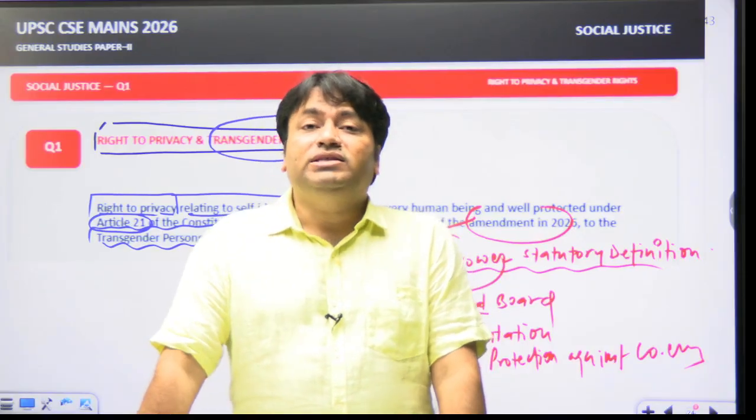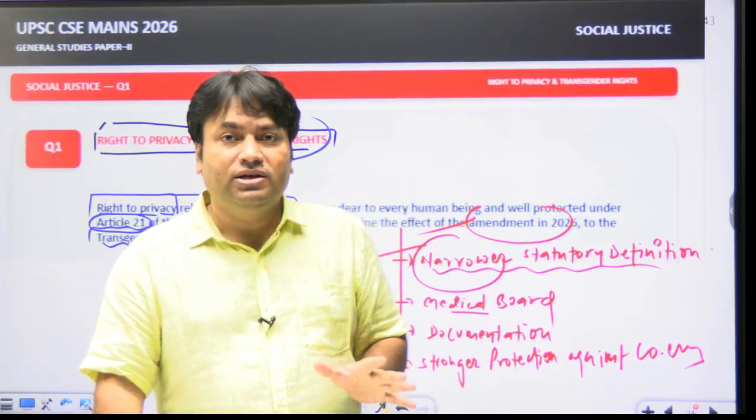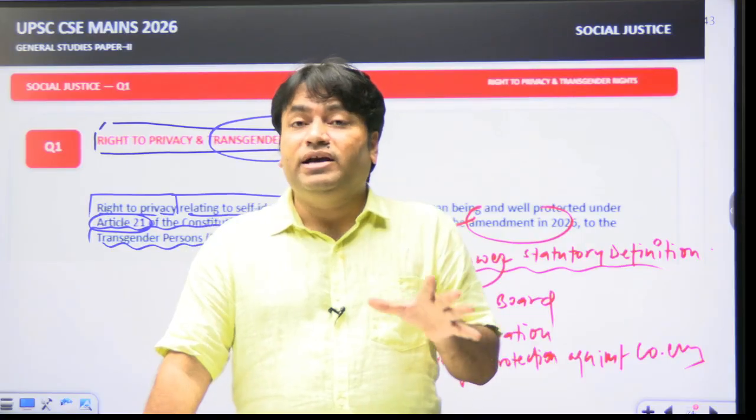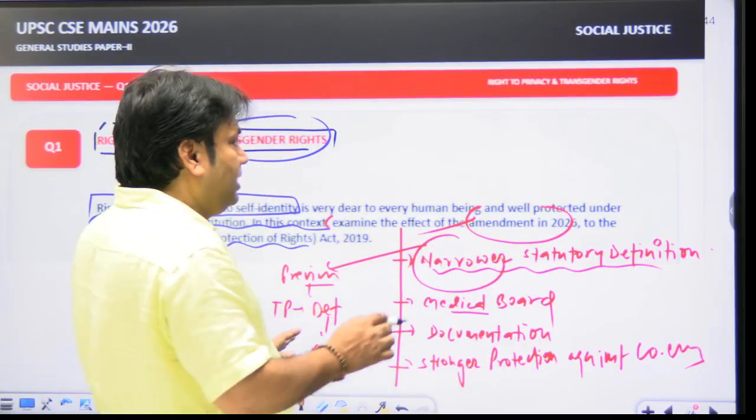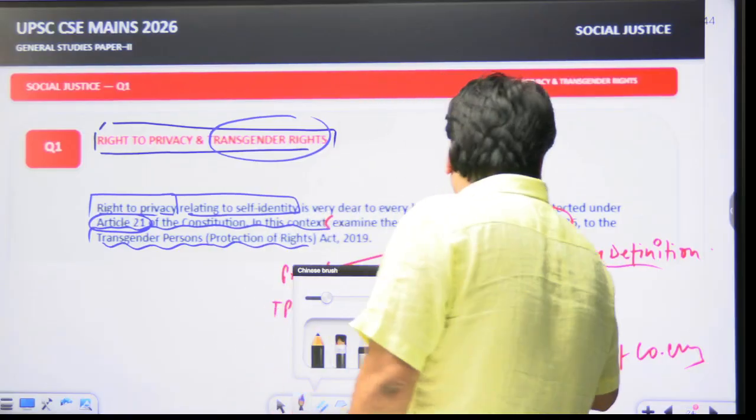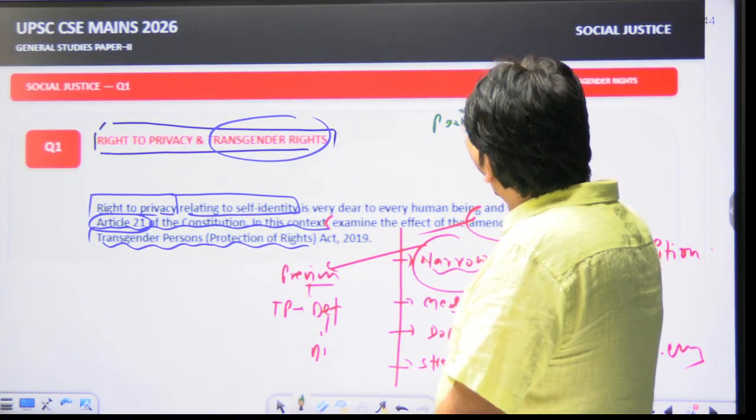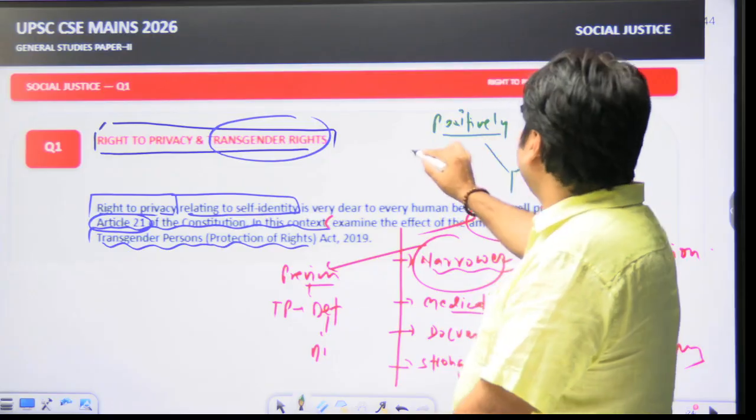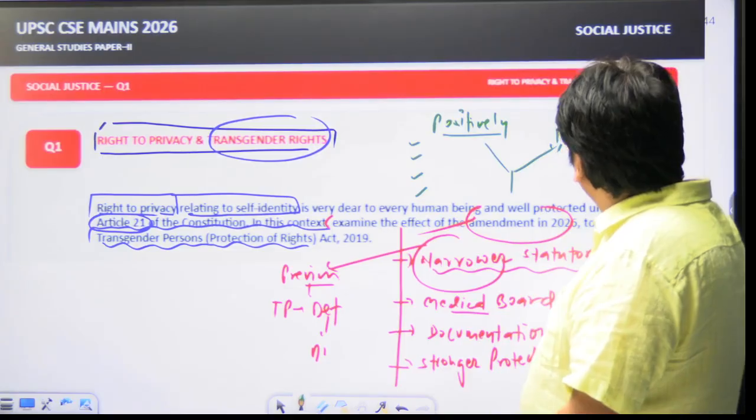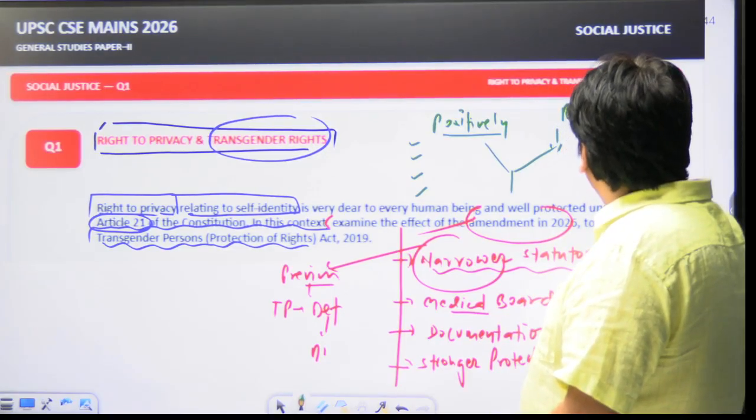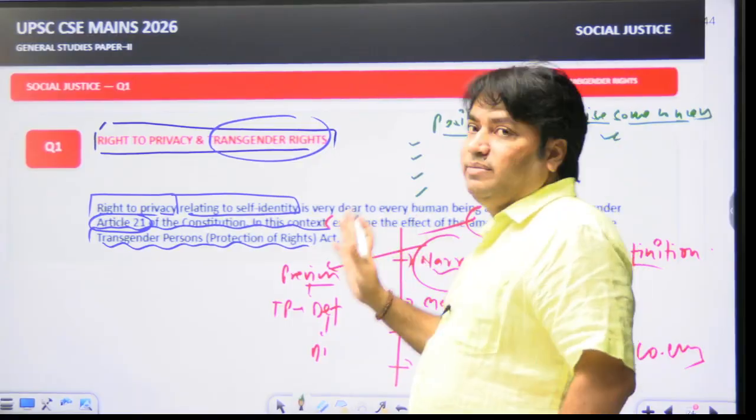Now, this amendment can be viewed positively in some respects, and it has also raised some concerns. This is the critical analysis of the 2026 amendment. There are some positive aspects, and you can look at these amendments positively, but they also raise some concerns, and that's why I told you this was a debatable topic.